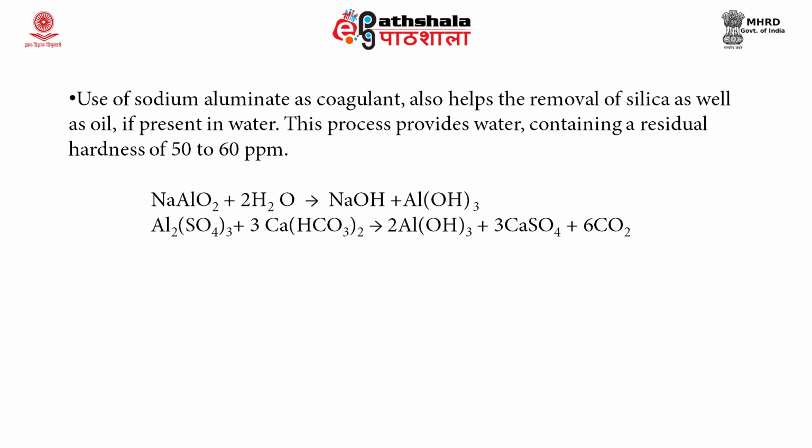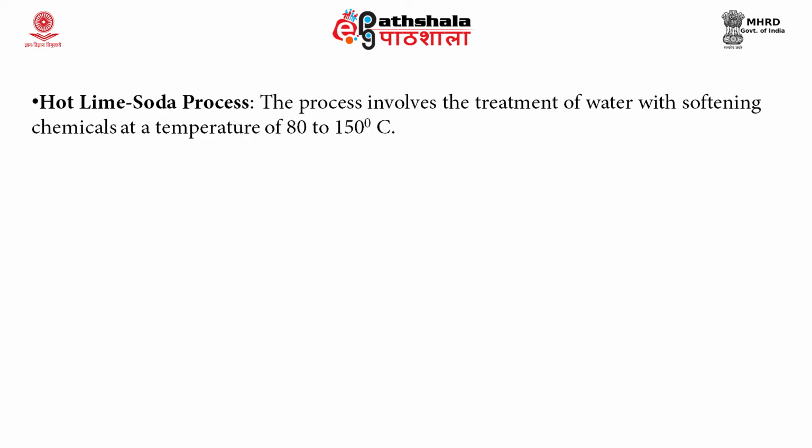As a result, the precipitates lead to flock formation, and the use of sodium aluminate as the coagulant also helps in the removal of silica from the water, as well as oil if it is present in the water. This process provides water which has a residual hardness in the range of 50 to 60 ppm.